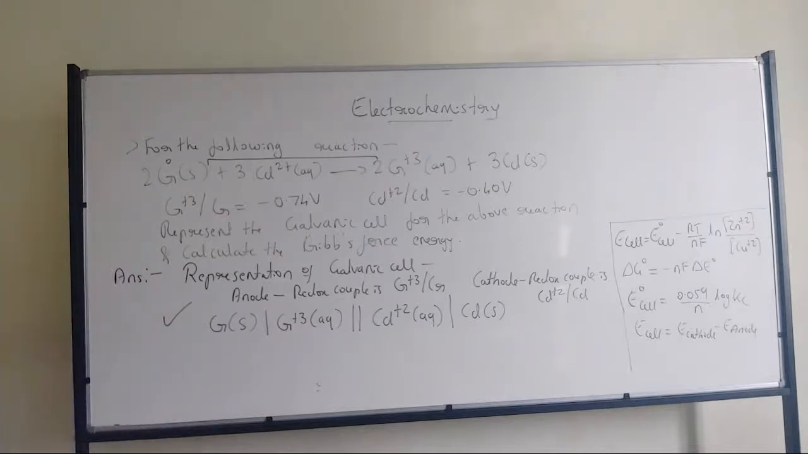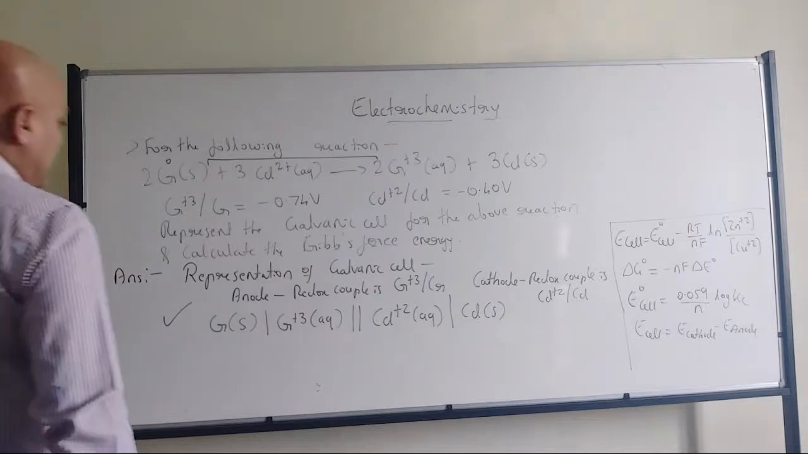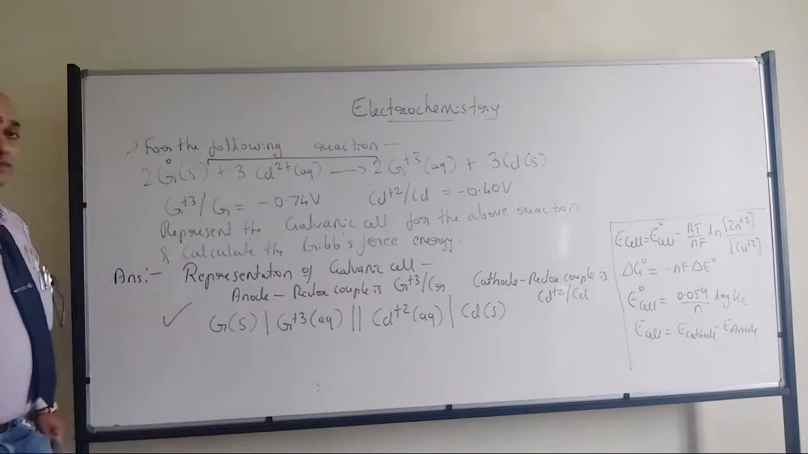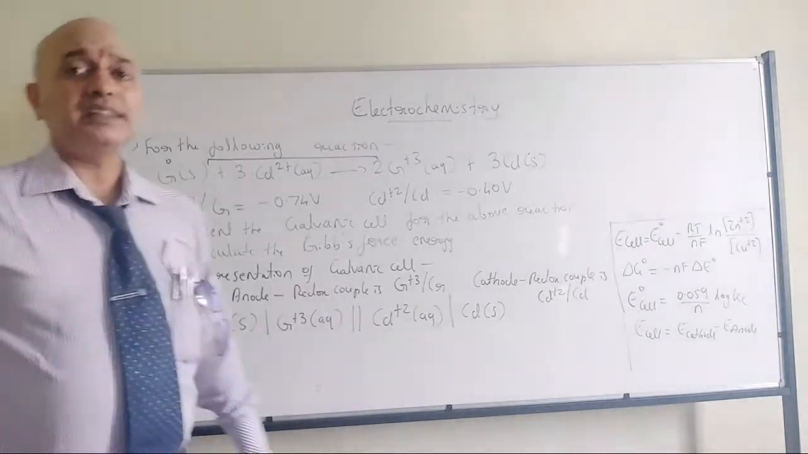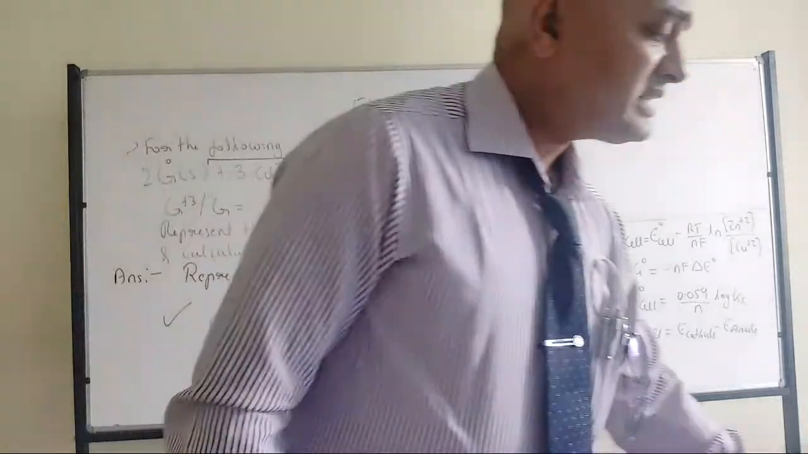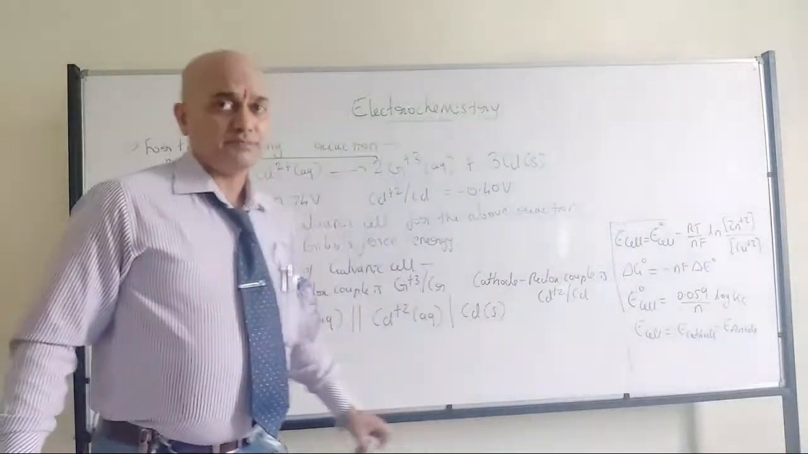Since they have asked for Gibbs free energy and the representation, naturally it should be for 3 marks, and 1 mark will be given here. For representing the galvanic cell, you are going to get the 1 mark. So this type of question for 1 mark you can expect.